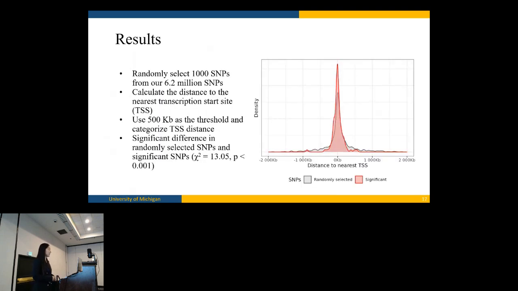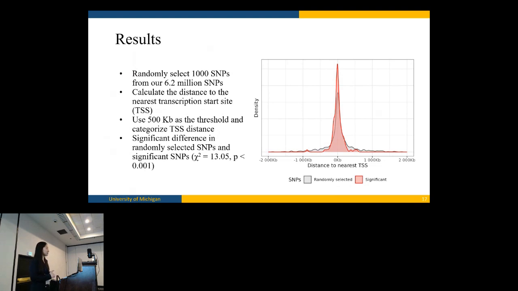We also want to know where our significant SNPs are located. So we also calculate the distance to the nearest transcription start site. For the background TSS result, we randomly select 1,000 SNPs from our 6.2 million SNPs, and we make the density plot of the TSS as the plot here. The red one is the density of the significant SNPs, and the gray one is the background. You can see that the red one is more concentrated in the middle, with a higher peak in the middle, but the gray one is lower.